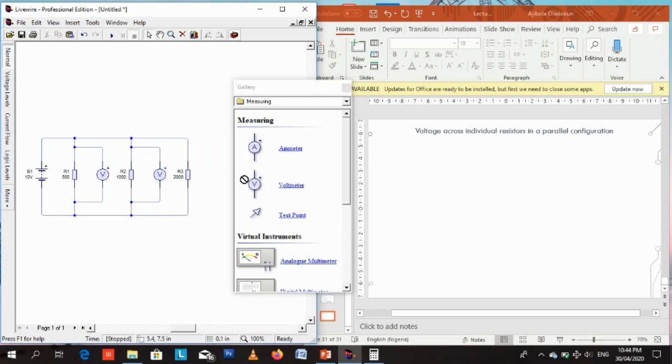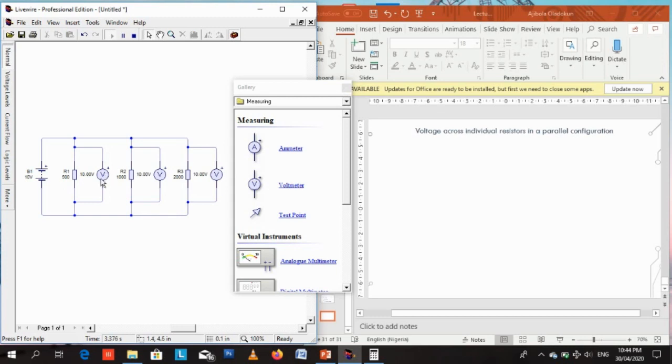Let's get the 3rd voltmeter to connect across R3. Click on this end, the same end on the resistor, and click from this end to the corresponding end in R3. So we connected 3 voltmeters across 3 individual resistors. Each resistor has its own voltmeter. So let's simulate. Let's see the values.